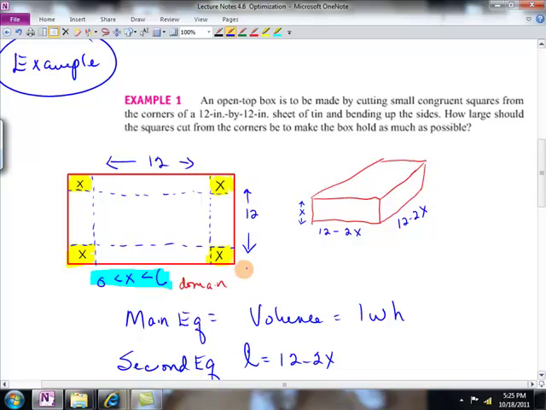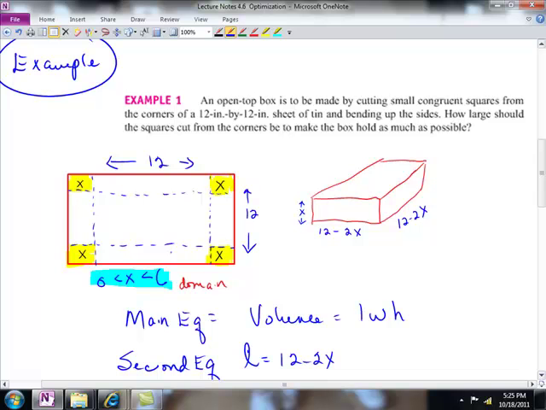So if you have 12 here and 12 here, you're going to cut out an x, an x, an x, and an x. Why do I have the domain as x has to be between 0 and 6? Well, if I'm taking out an x here and an x here, and each one were equal to 6, I would be taking out 12 and I would have nothing left. So that makes sense that it has to be less than 6.